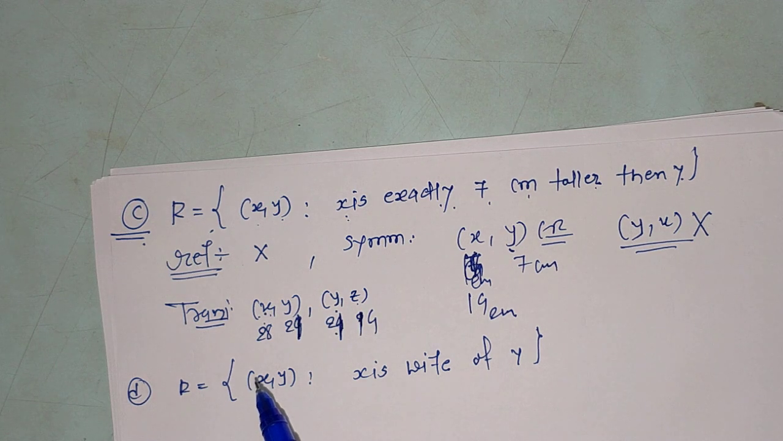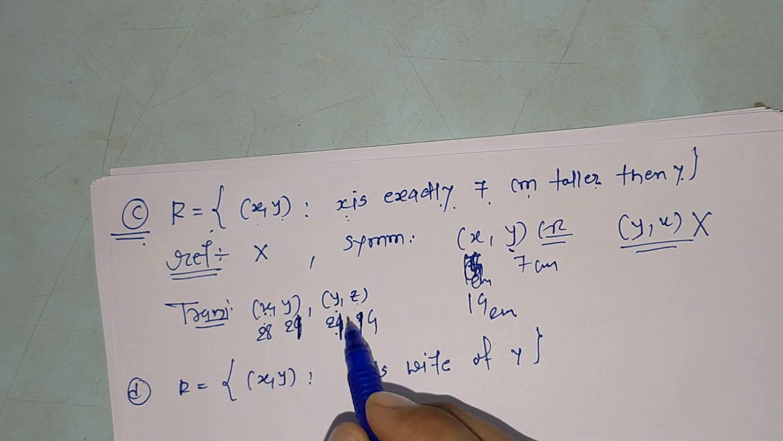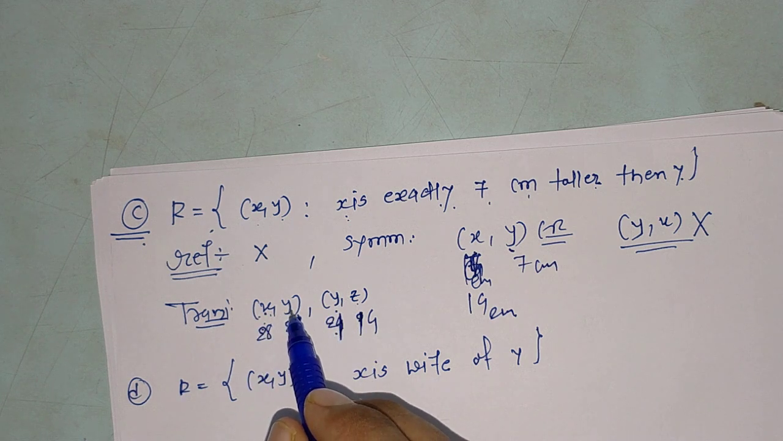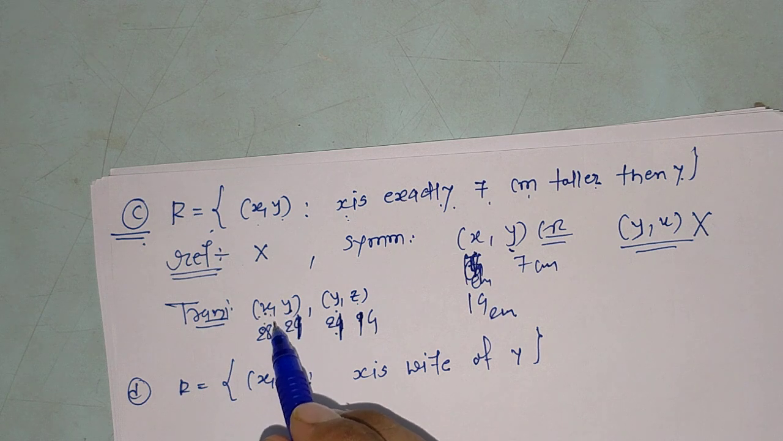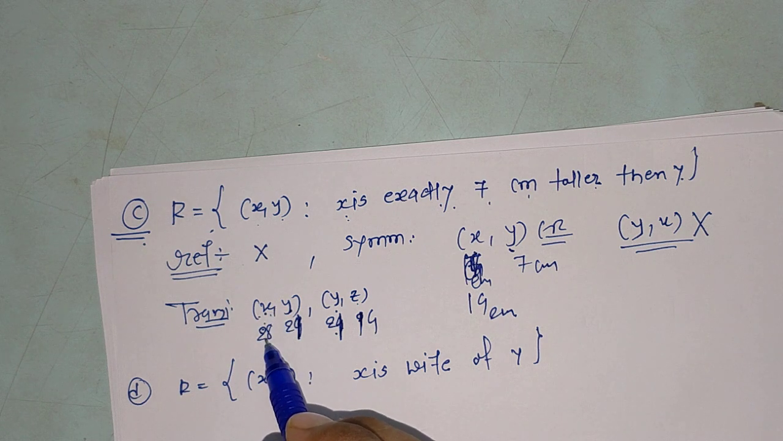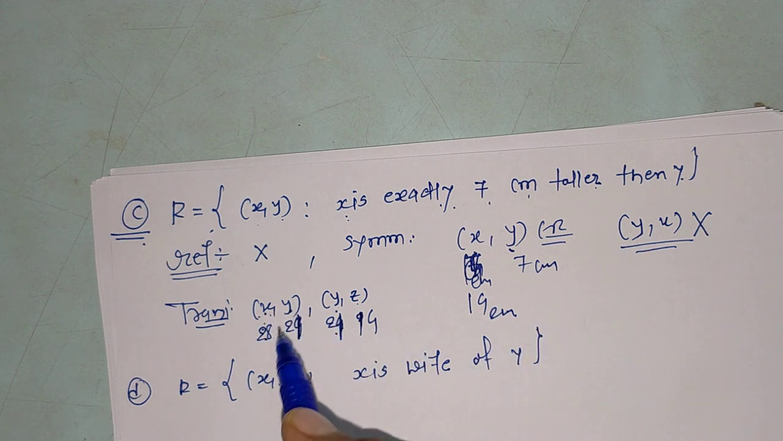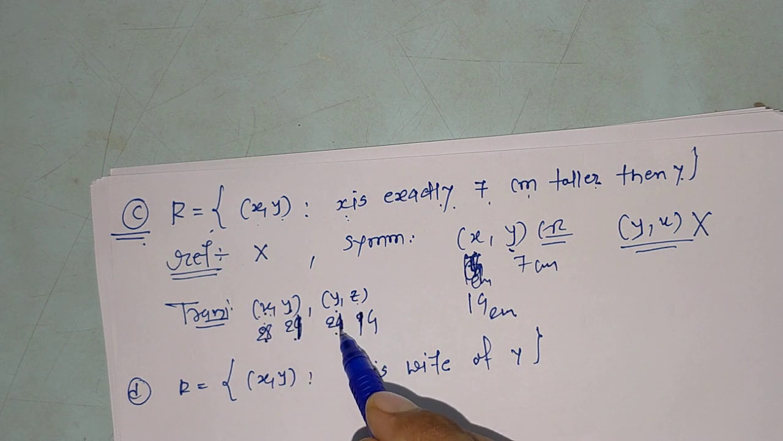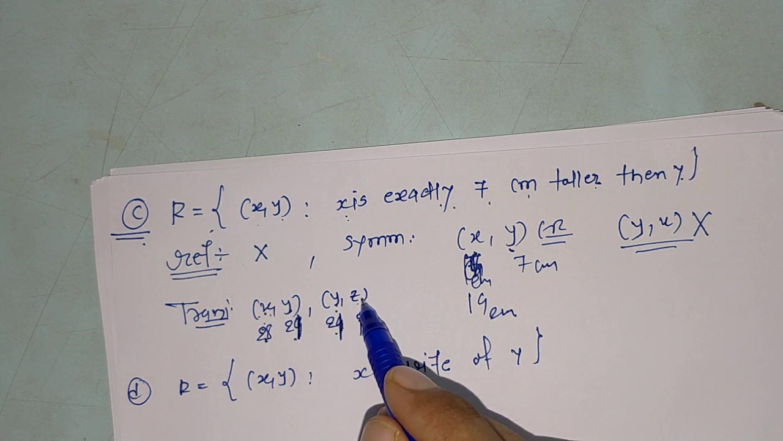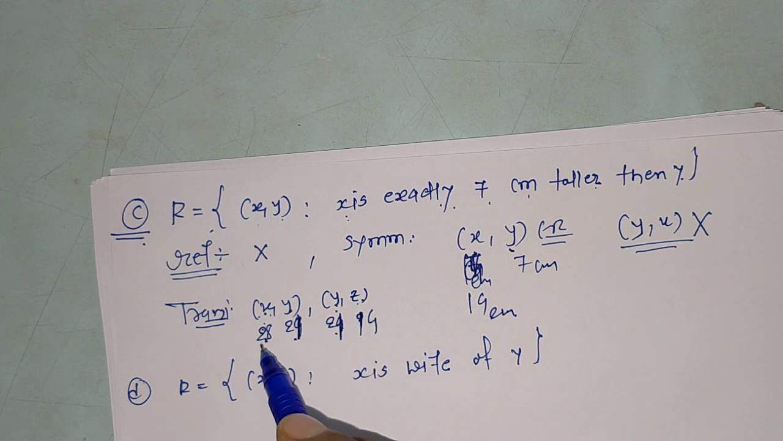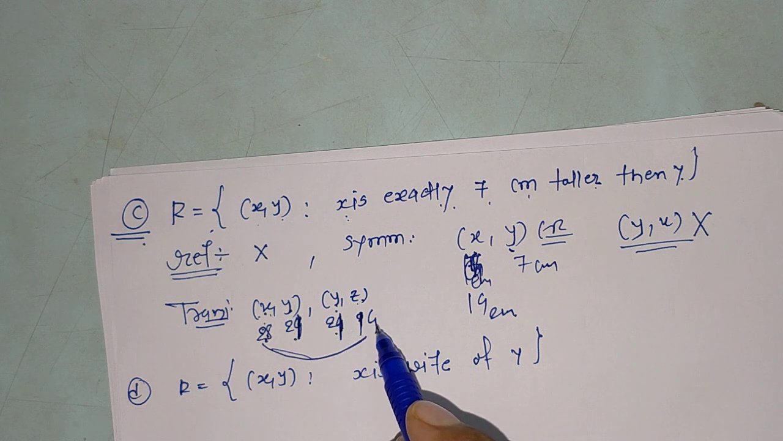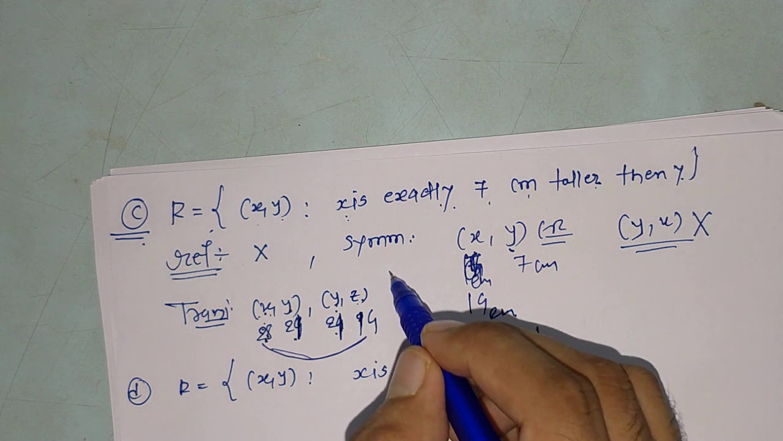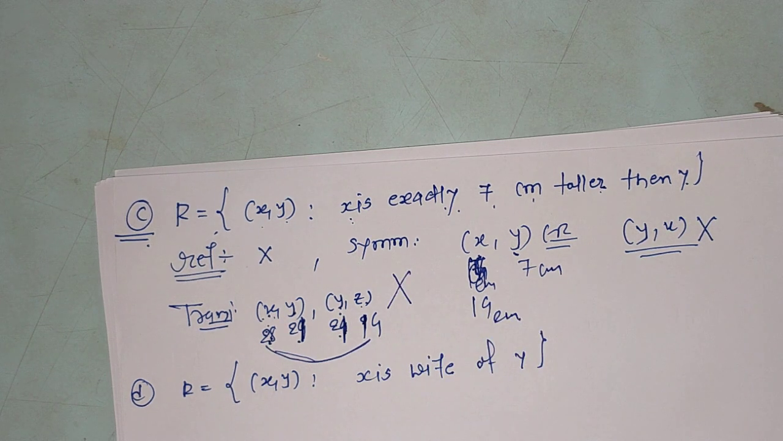Again, let me rewrite this. X is 7 centimeter taller than Y. Assume X has height 28 centimeter and Y has 21. Y is 7 centimeter taller than Z, then Z must have 14. Now if you relate these two, X is 14 centimeter taller than Z, so transitivity fails.